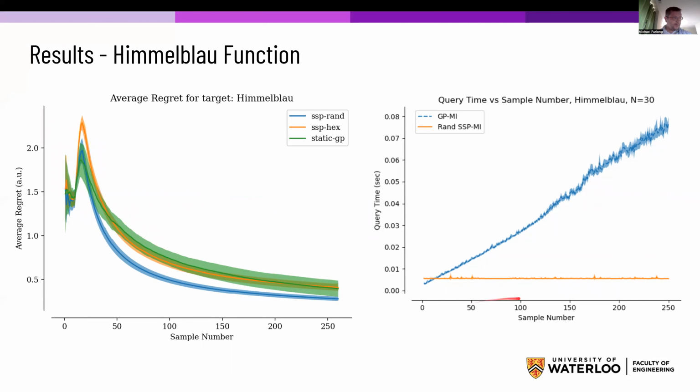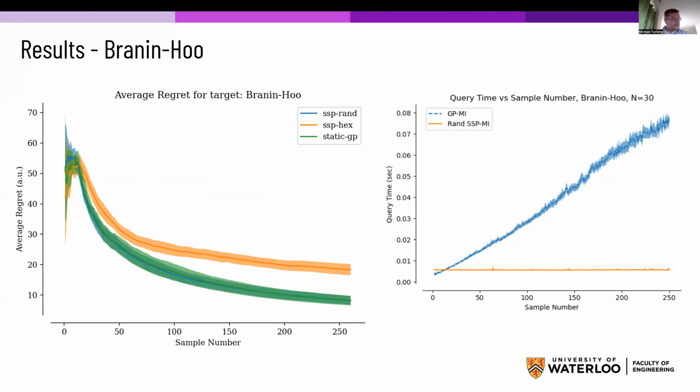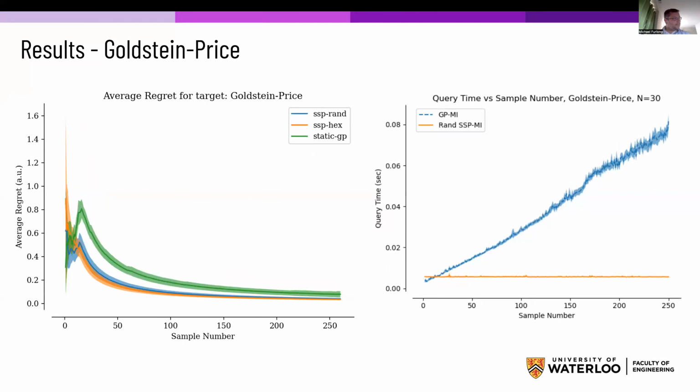What I want to highlight is the time to compute the query for where we should sample next. With the Gaussian process, we see that it is constantly growing, and with the SSP mutual information, that time is constant. And on Branin-Hoo, again, we're getting similar performance, and then Goldstein-Price, similar performance again. But it's this graph here.